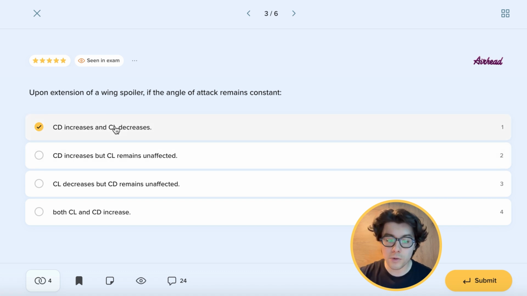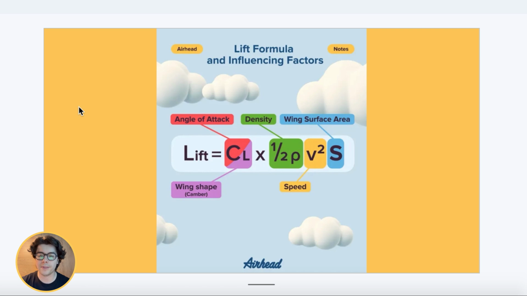Now, it's easy to confuse here the lift and coefficient of lift. Of course, the coefficient of drag will increase because we increase the surface area and others. So the drag as a whole will increase. However, what happens to the coefficient of lift? This is a great opportunity for us to take a look at the lift formula. Besides others like the surface, speed and the density, we have the CL, the coefficient of lift, and the CL hides three key things that you need to remember for the exams. It will be the angle of attack, the wing shape, and the thickness of the airfoil.